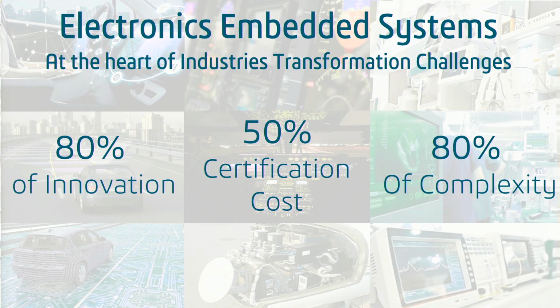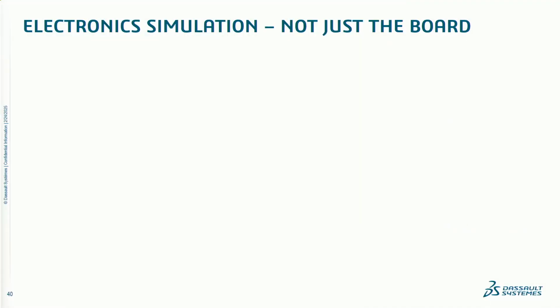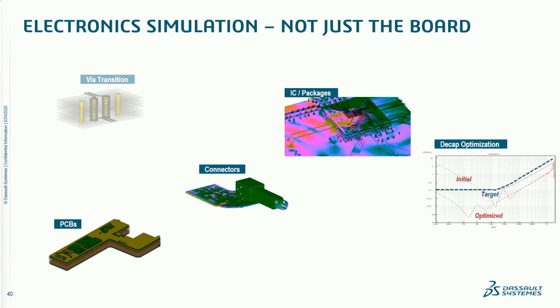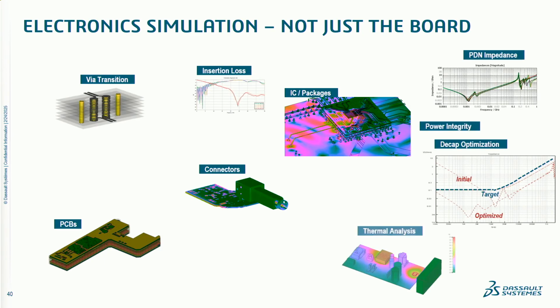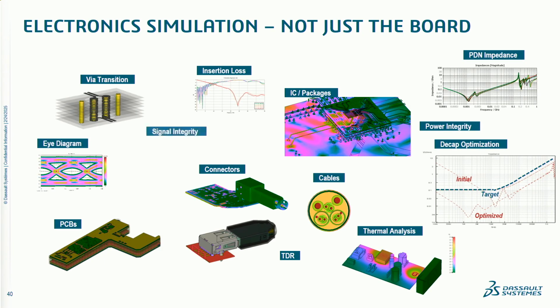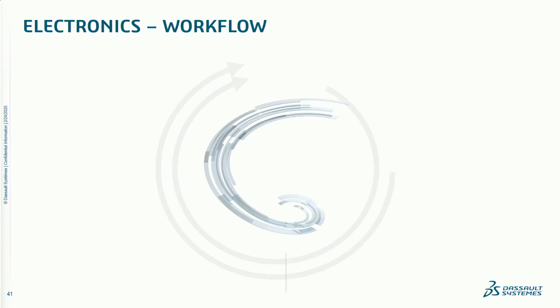So what do I mean when I say embedded electronics? It's not just the board. There's a lot of other things in there. Of course, we do have the board, but what about connectors? What about vias? What about cables? Things like that. There's a lot more we can look at. We have a complete tool set to look at this.